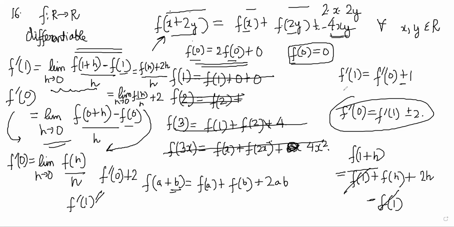Which one are we getting? I think D we are getting, because it will be minus 2. We are getting f dash 1 is equal to f dash 0 plus 2, so f dash 0 is f dash 1 minus 2. It's option C. No, option D. You got it? Yeah, I got it. Okay, next one.